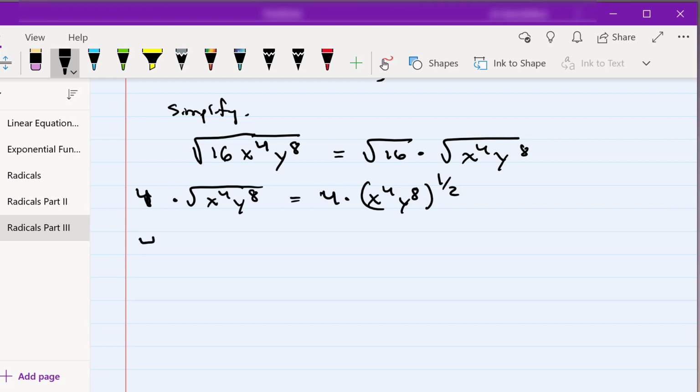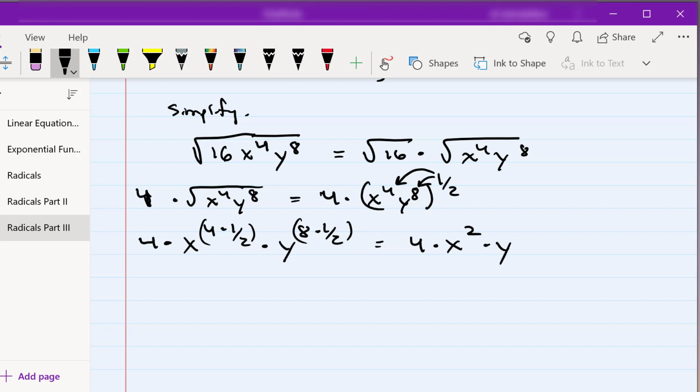Or this is 4 multiplied by x to the fourth. We can distribute the power to 4 and then to 8. 4 to the 1/2 multiplied by y to the eighth multiplied by 1/2. So we have 4 times x. 4 divided by 2 is 2. And then 8 divided by 2 is 4.